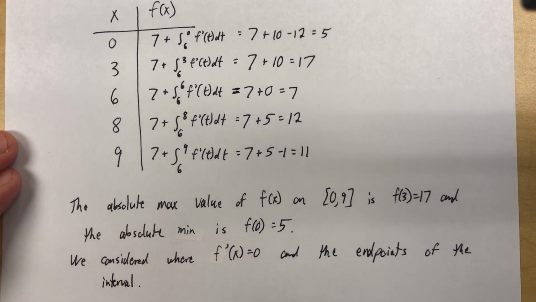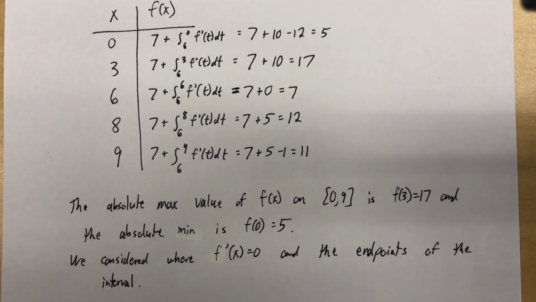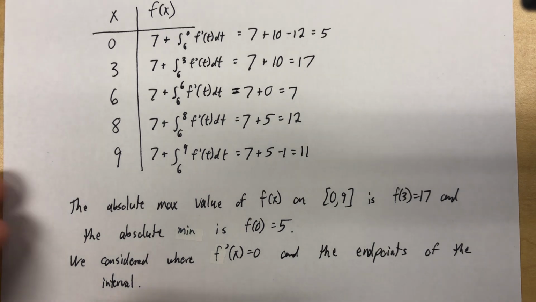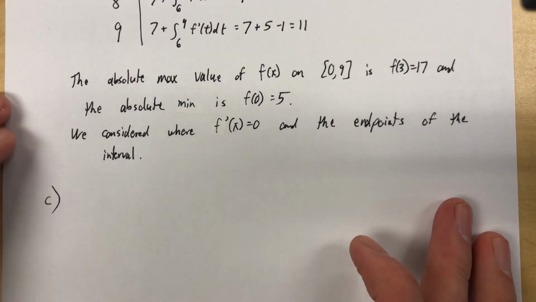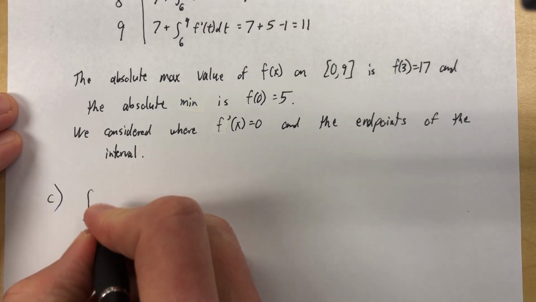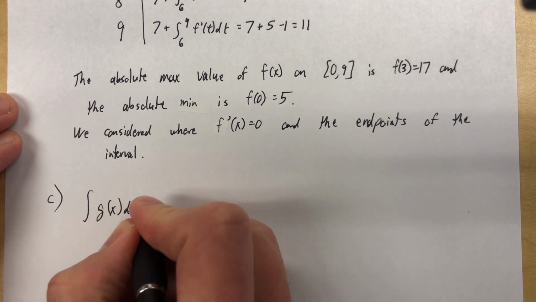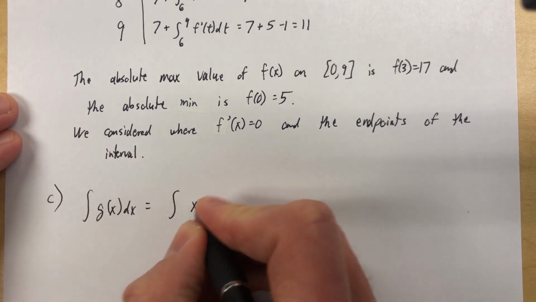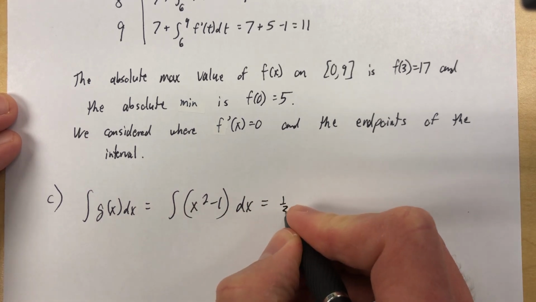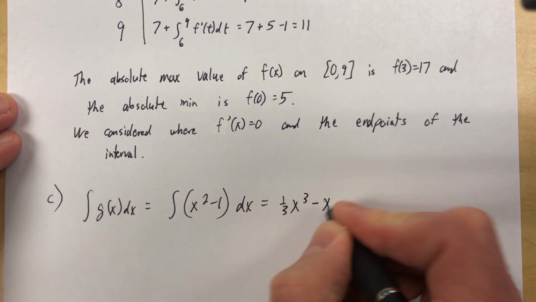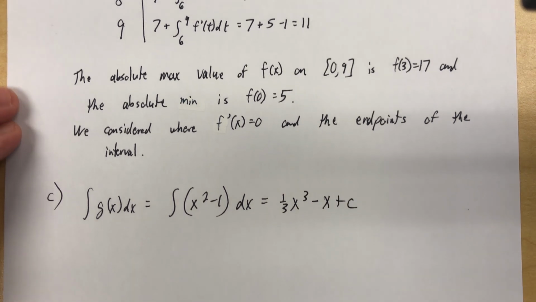Okay, there is part B. Let's move on to part C. Actually, things get pretty easy on part C. I won't even show you the paper because it's so straightforward. The integral of g of x dx, which means we want the integral of x squared minus 1 dx, is basically an antiderivative. There we go, minus x and then plus c. That's all they're looking for, that's it.